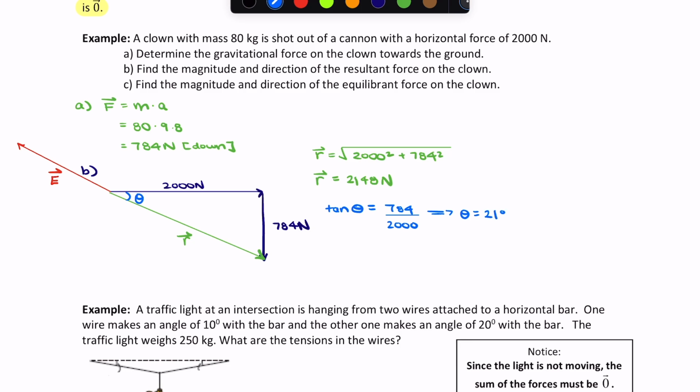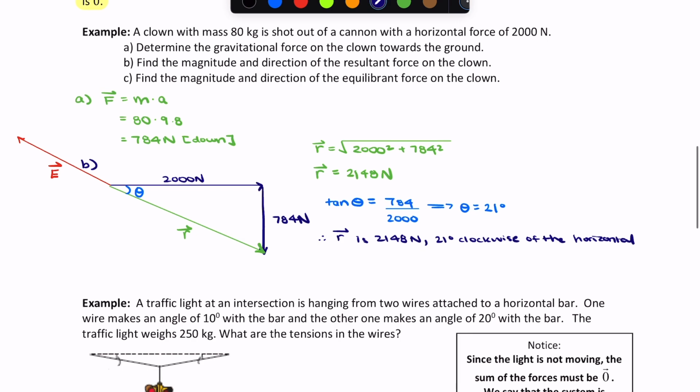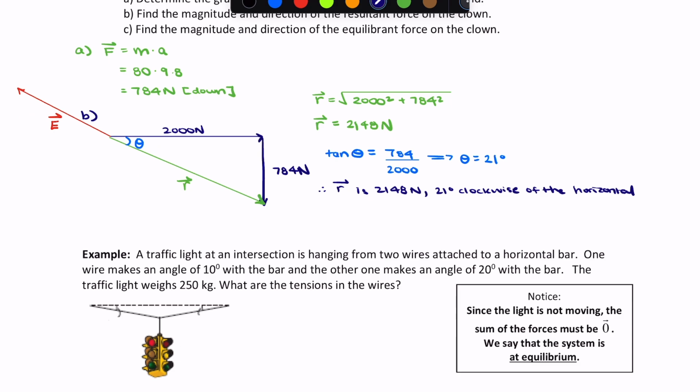So therefore, we see that the resultant vector is 2,148 newtons, and it is 21 degrees clockwise of the horizontal. Okay. And so here, then we see that the resultant is 21 degrees clockwise, again, of the horizontal.